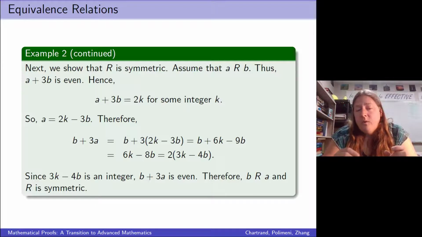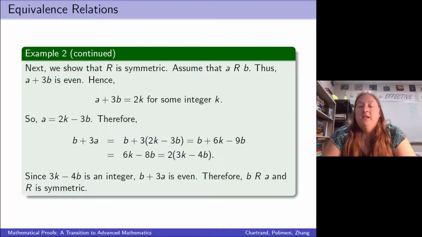And when we take a look at B plus 3A, substituting in 2K minus 3B for A, we have B plus 3 times the quantity 2K minus 3B. We can distribute out the 3, combine like terms, and factor out a 2 and see that B plus 3A is in fact even, since 3K minus 4B is an integer.